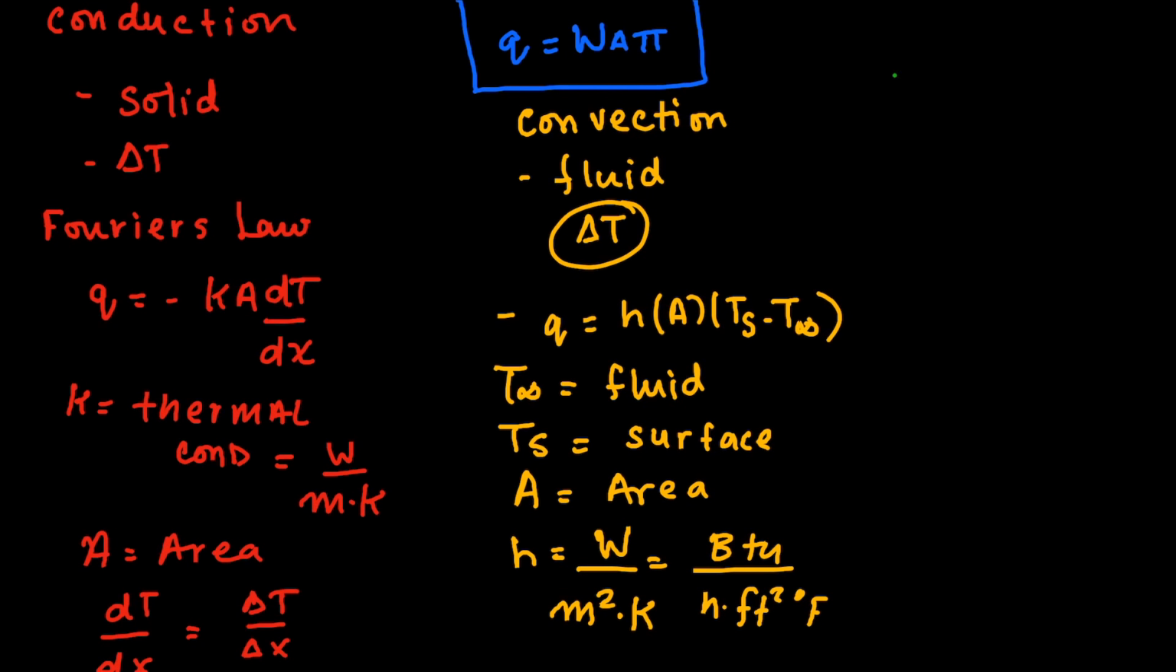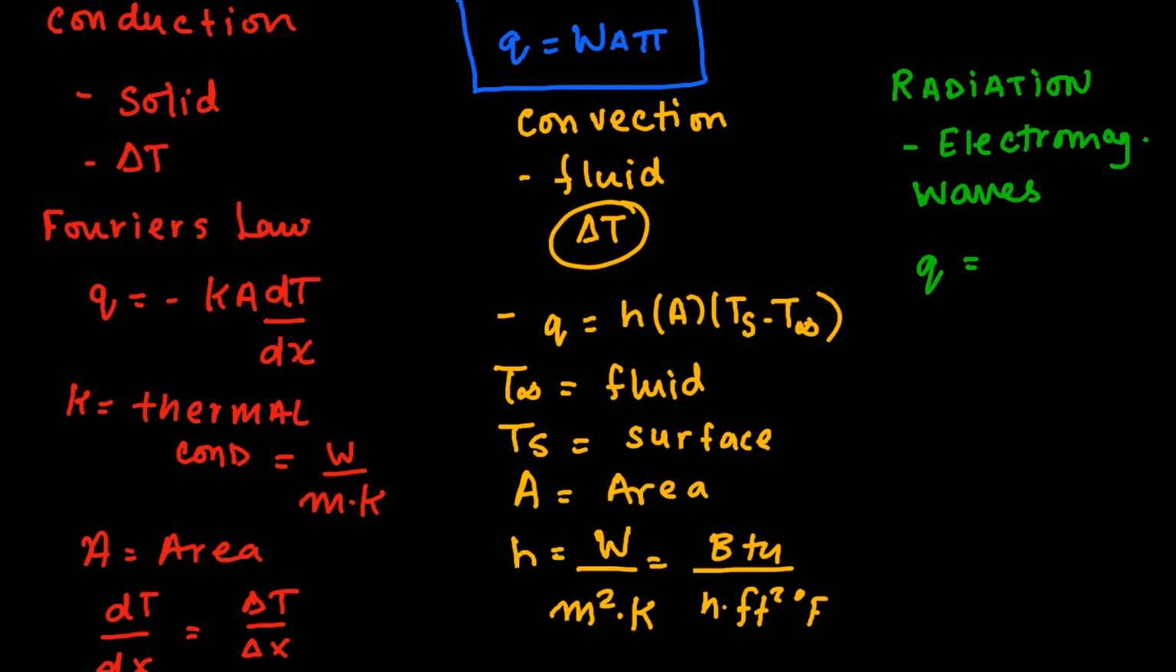And next is radiation. Radiation is very simple actually. We know that this happens through electromagnetic propagation of waves, and it is given by Q equals E sigma A T to the fourth. E is your emissivity.